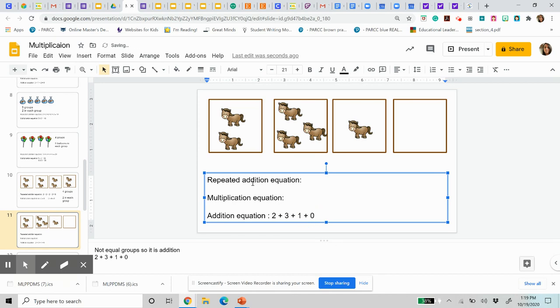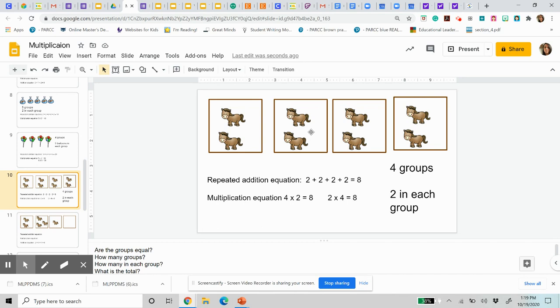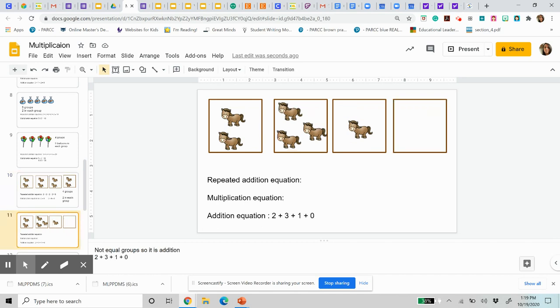Repeated addition means the number repeats, right? Here, this 2 was repeating in each group. Here, it's not repeating. There's a 2 here and a different number here. Nothing is repeating, so it's just a basic addition problem. And that's how you tell the difference when you start getting word problems.